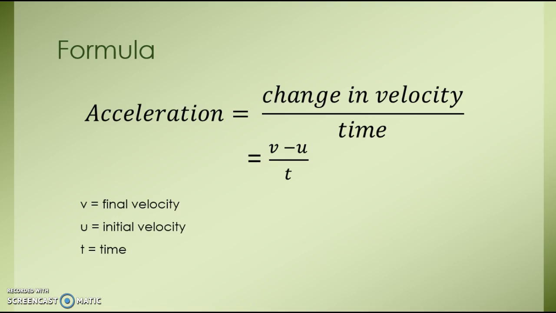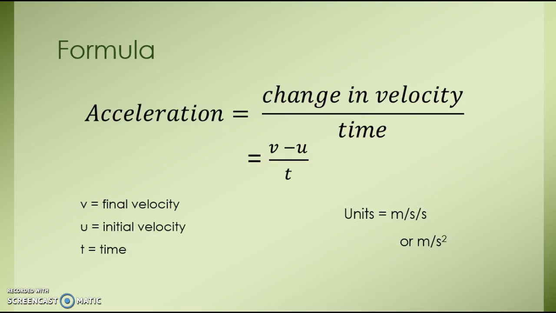So the formula for acceleration, being change in velocity over time, is v minus u divided by t. Now v is the final velocity after acceleration has been completed, with u being the initial velocity. Now acceleration can take place either from a standing point, in which case that initial velocity is 0, or it can be when the object's already in motion, in which case that initial velocity will actually have a value attached to it. And time is of course the time in which this acceleration will take place.